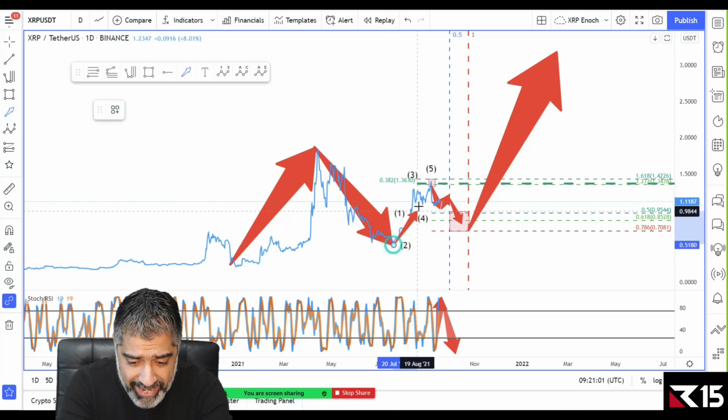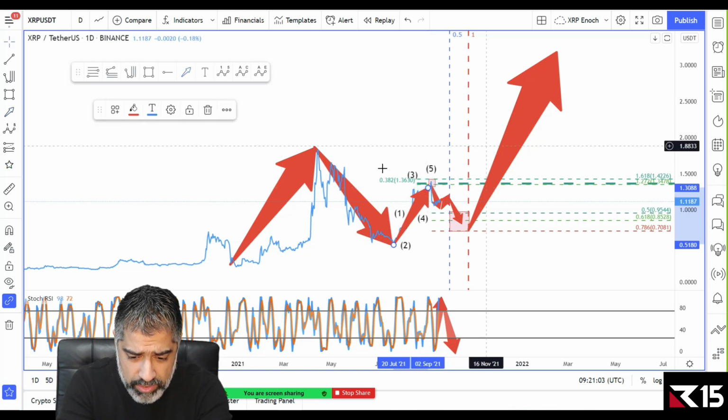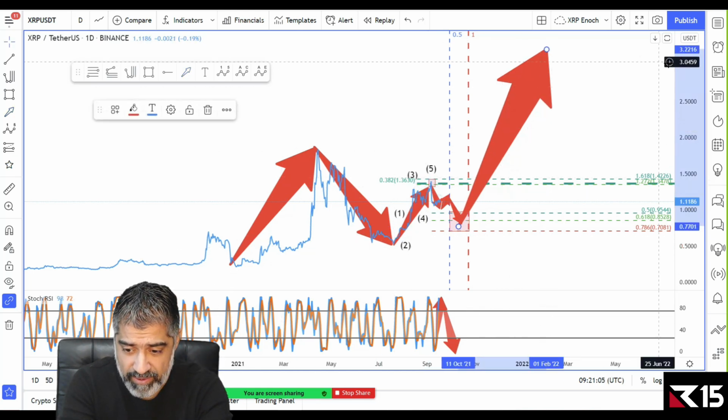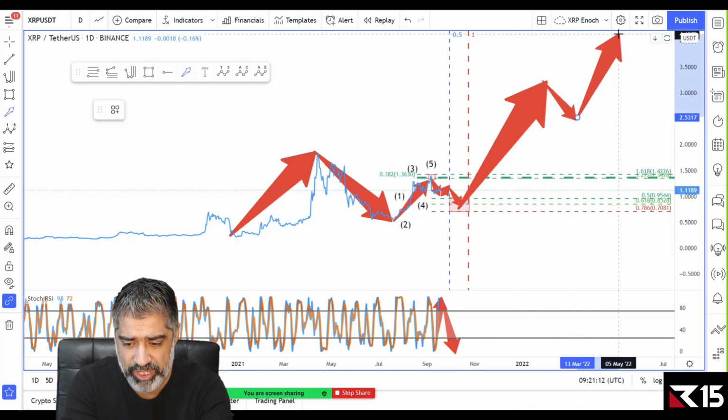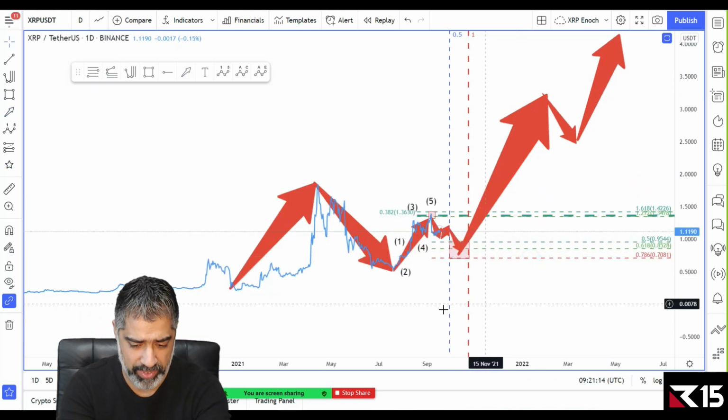But what tends to happen next is a wave 1, 2, 3, 4, and then a 5. That's what I'm seeing as a macro picture for XRP.